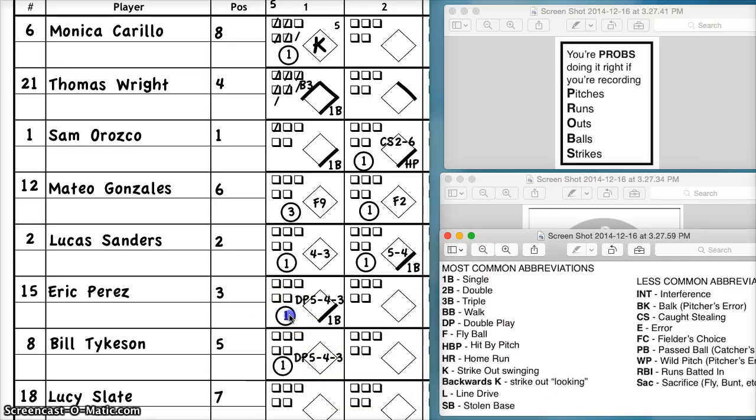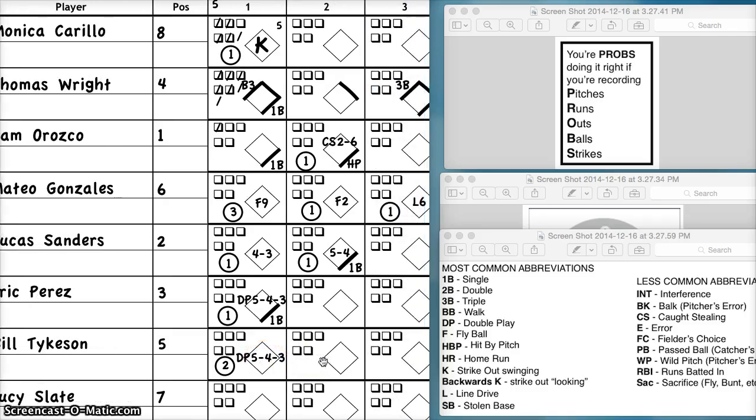So Eric would have been the first out of the inning, so that would be a 1, and we would write that that's how he got out. And then Bill would have been the second out because the second baseman would have thrown it to first to get him out too. So that's how we know all of that information.